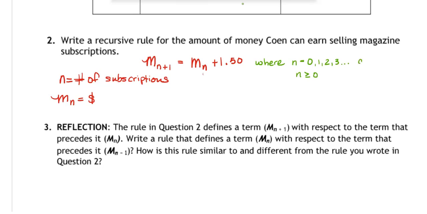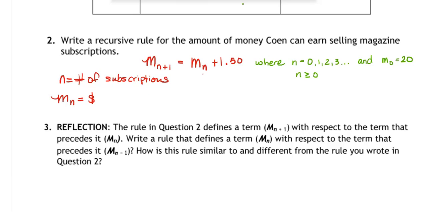And then what I also need to state is, and m sub 0 is equal to 20. So this is that initial amount. I'm stating how much money we would have when we sell 0 subscriptions. And I'm stating how those n values are going to be changing. They're going to be increasing by 1s, starting at 0 and going on. It starts at 0 and then goes 1, 2, 3, and then the ellipsis here is continuing it on forever and ever. It doesn't give me an ending, there are no limitations here. There are no limitations on Cohen's magazine subscription selling, I guess.